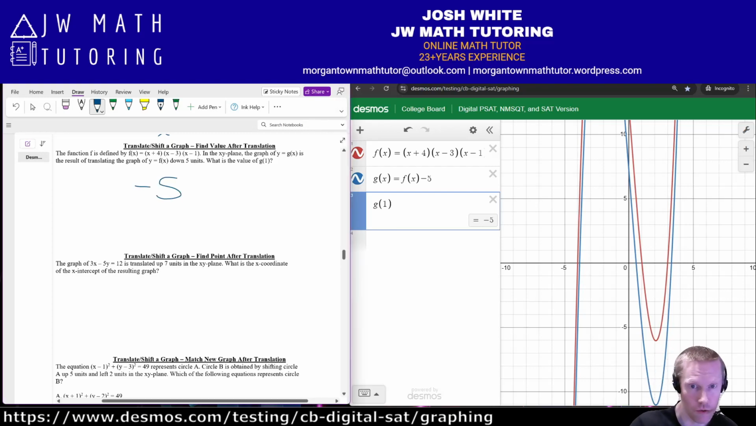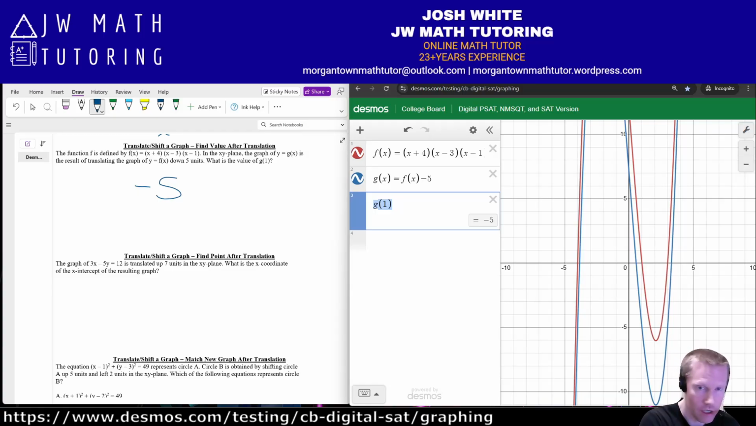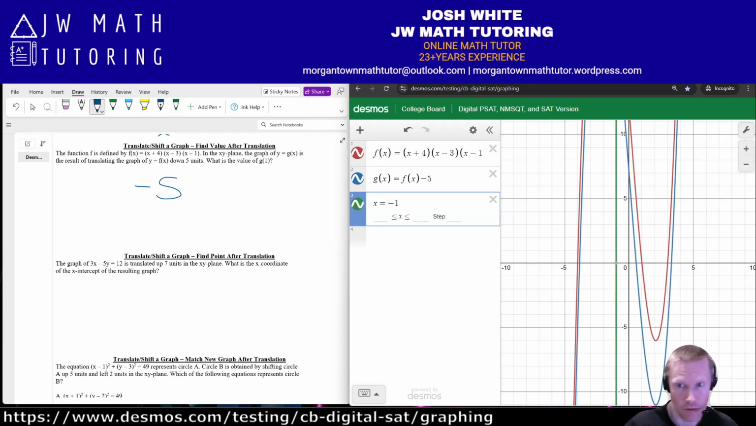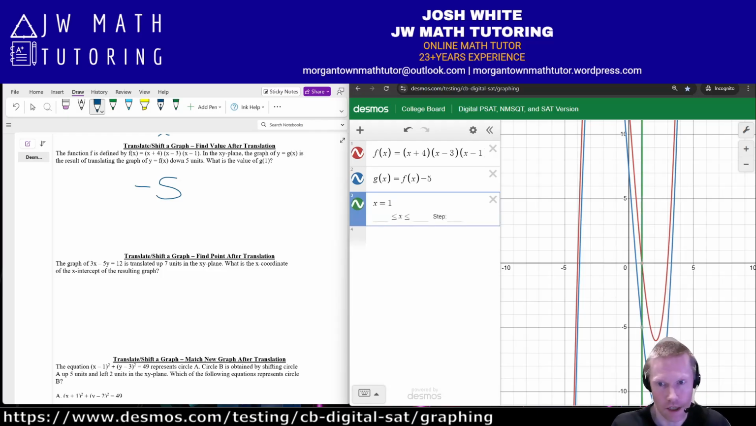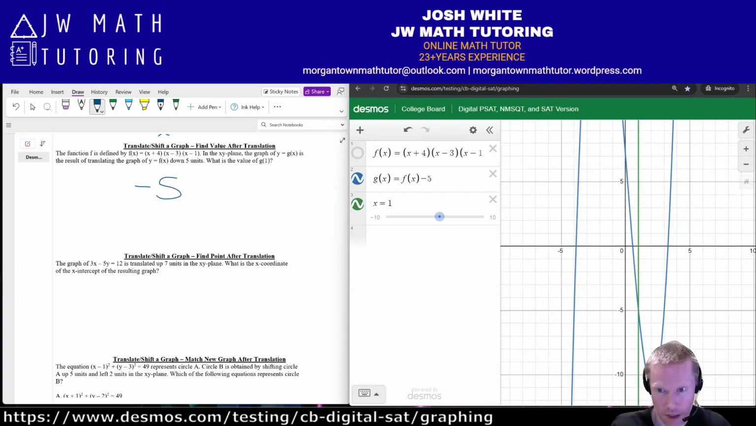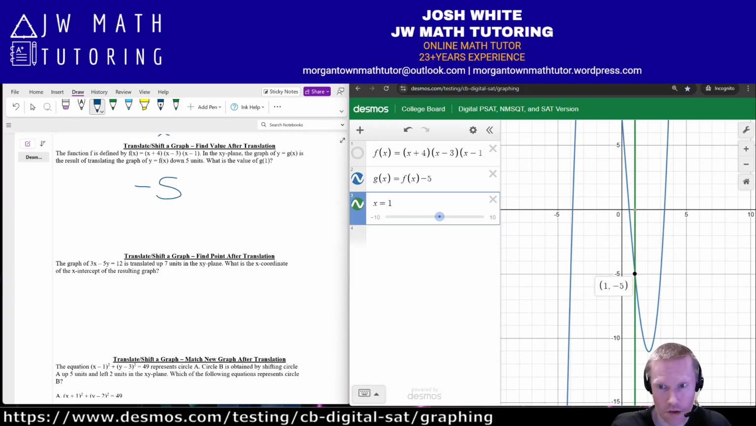Note that you could also use basically method 3, which is to graph x equals positive 1, and then look for the intersection. I'm going to turn off the graph of f of x just to make it a little less confusing. And you can see that the intersection occurs right here at 1 comma negative 5. All right, so that's just an alternate way you could do it.